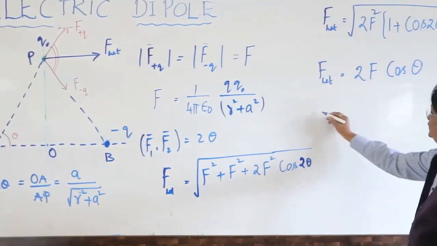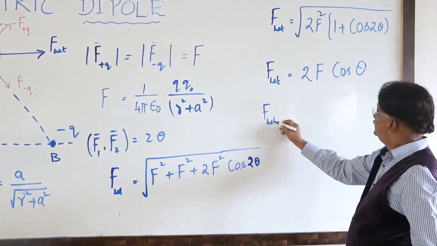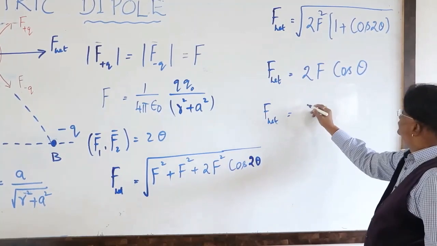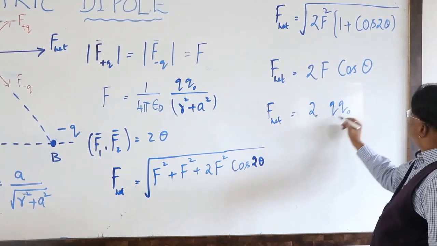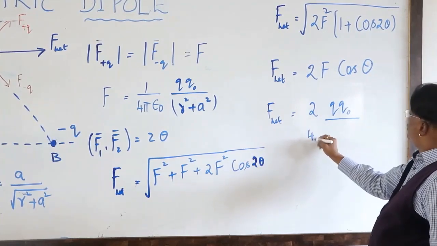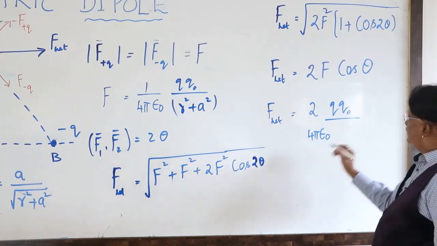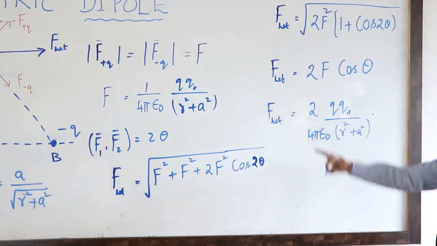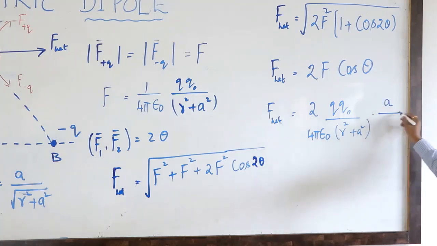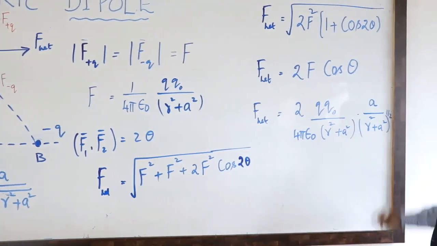Now, let me substitute that. What is that net force? Net force, this is 2F. Let me write it 2 times. What is the F? Q naught by 4 pi epsilon naught is already there. It is R square plus A square times. Now, cos theta is A by under root R square plus A square. Under root means I will give a power half, the index half. Is that okay? It is under root R square plus A square.